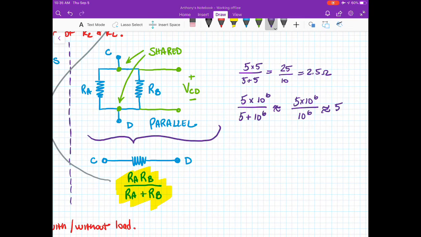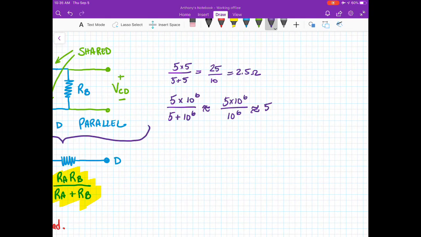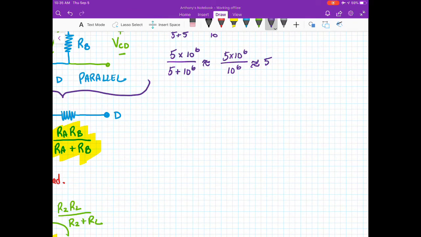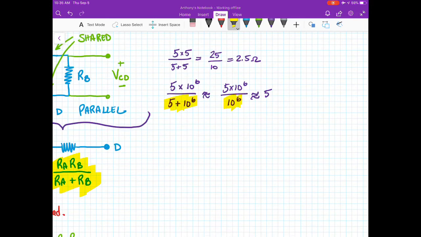So this is why we're saying that we want to keep the parallel load resistor, which in this case would be represented by RB, large. We want to keep it large because the larger RB is, the closer the parallel combination value is going to be to the original, and the more appropriate this assumption is, that the 5 plus 10 to the 6 is approximately equal to 10 to the 6.